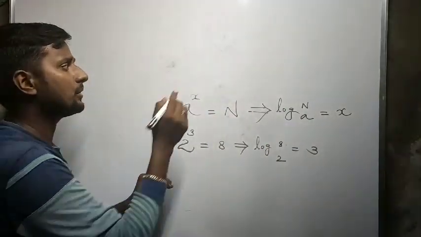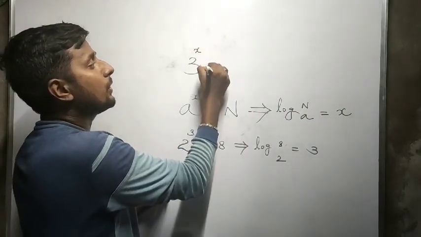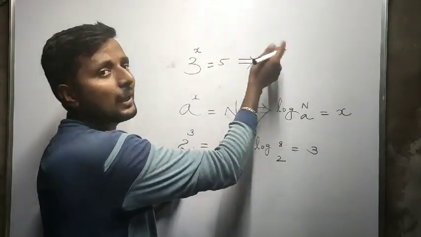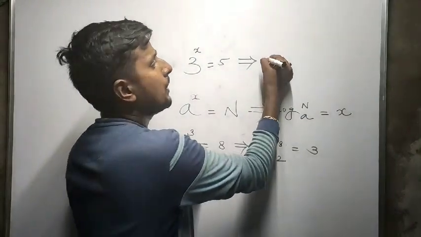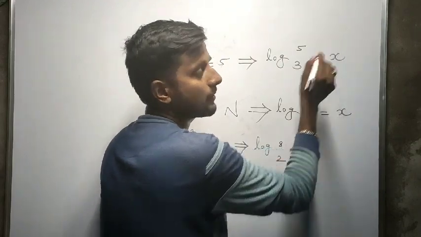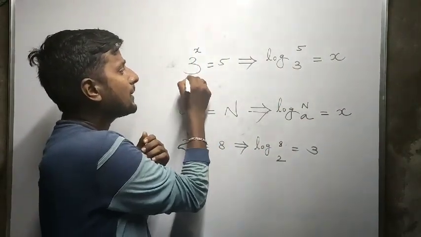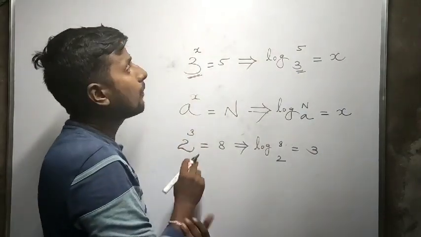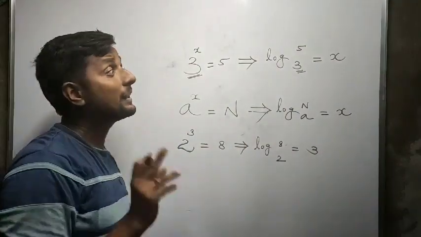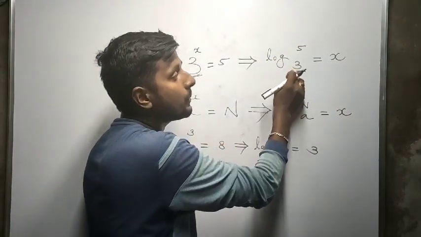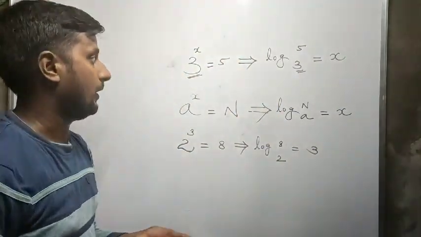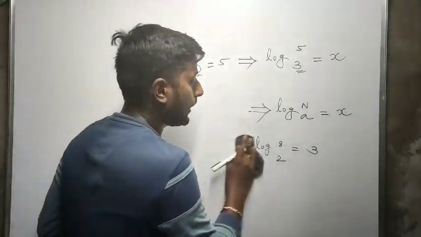We'll go with more examples. 3 power x is equal to 5. It is exponential form. Now directly I will write, so you may get the idea: log 5 to the base 3 is equal to x. We'll cross check. Base 3, so here also base 3. Then they exchange the places, look at 3 power x equals 5. The way of reading is log 5 to the base 3 is equal to x. Okay, now we'll apply rules.